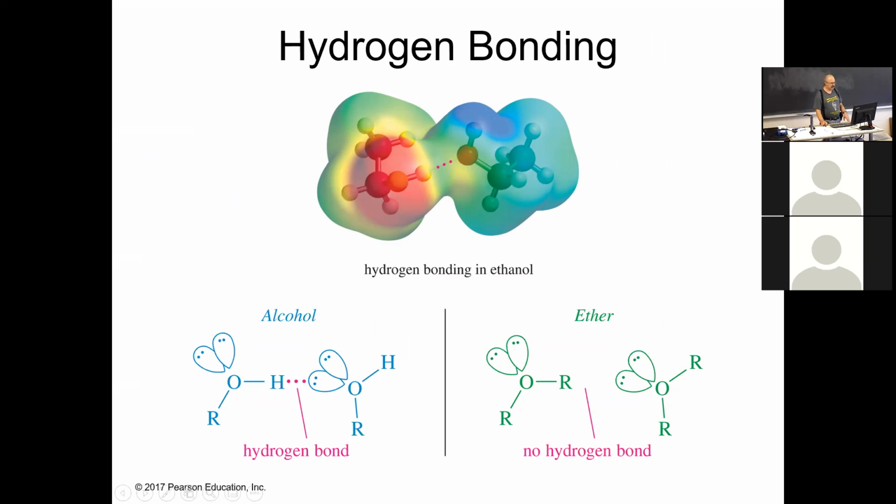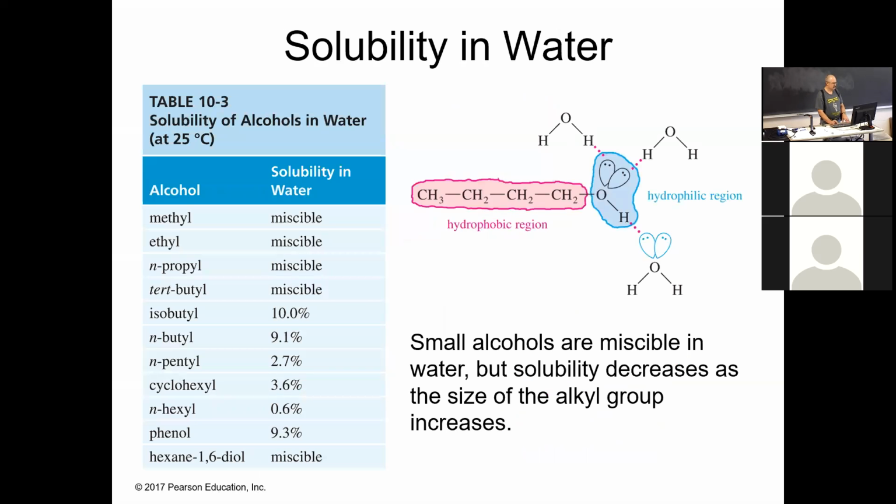Okay, so this illustrates the hydrogen bonding that takes place in ethanol. Hydrogen is strongly attracted to the lone pair on the oxygen of a nearby molecule, whereas with dimethyl ether or ethers in general, you don't have this intermolecular hydrogen bonding. Okay, let's look at solubility in water next.